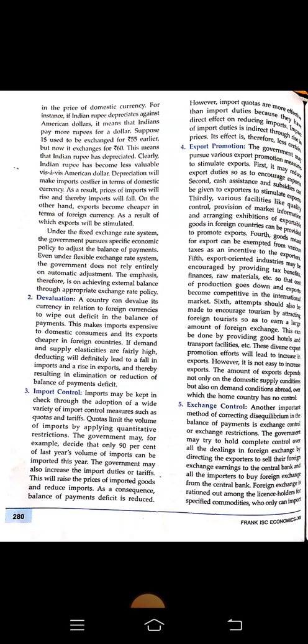What is the exchange control? How to do this? Another important method of correcting the disequilibrium, I mean the balance of payment, is exchange control or exchange restriction. The government may try to hold complete control over all the dealings of the foreign exchange by directing the exporters to sell their foreign exchange earnings to the central bank, and all the importers by buying foreign exchange from the central bank. So foreign exchange is rationed out among the license holders for the specific commodities who only can import these commodities.